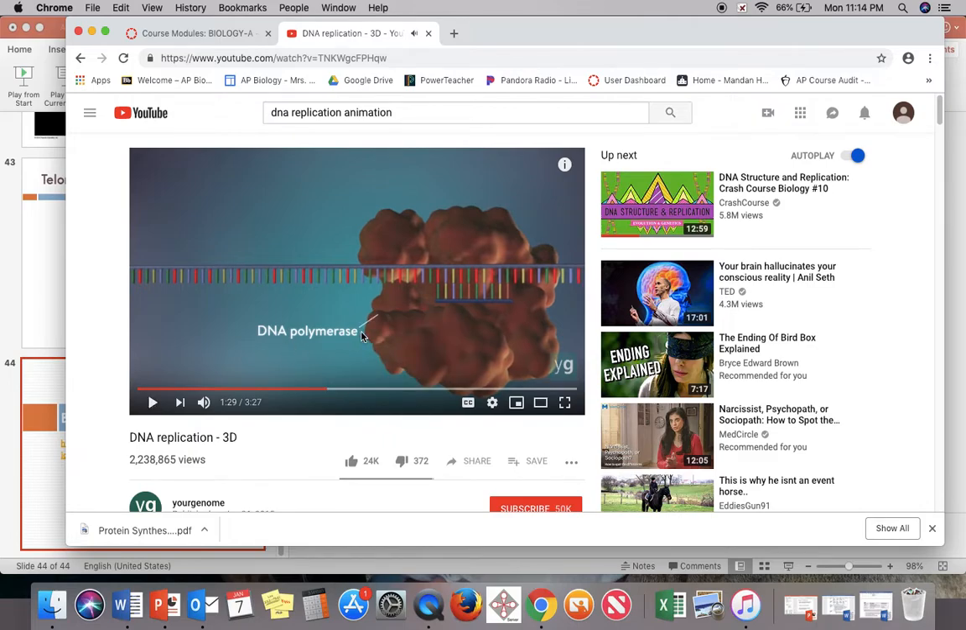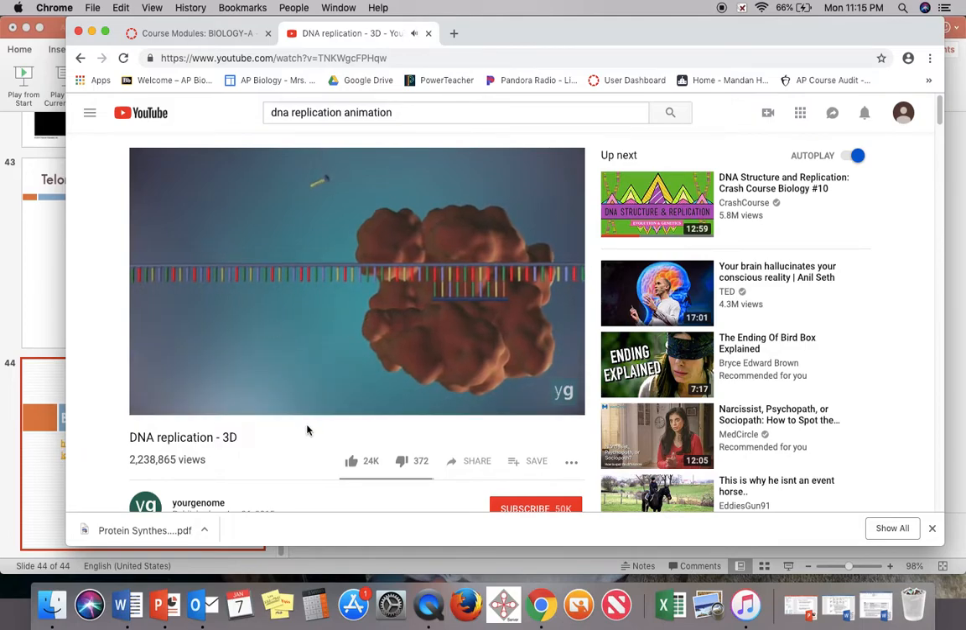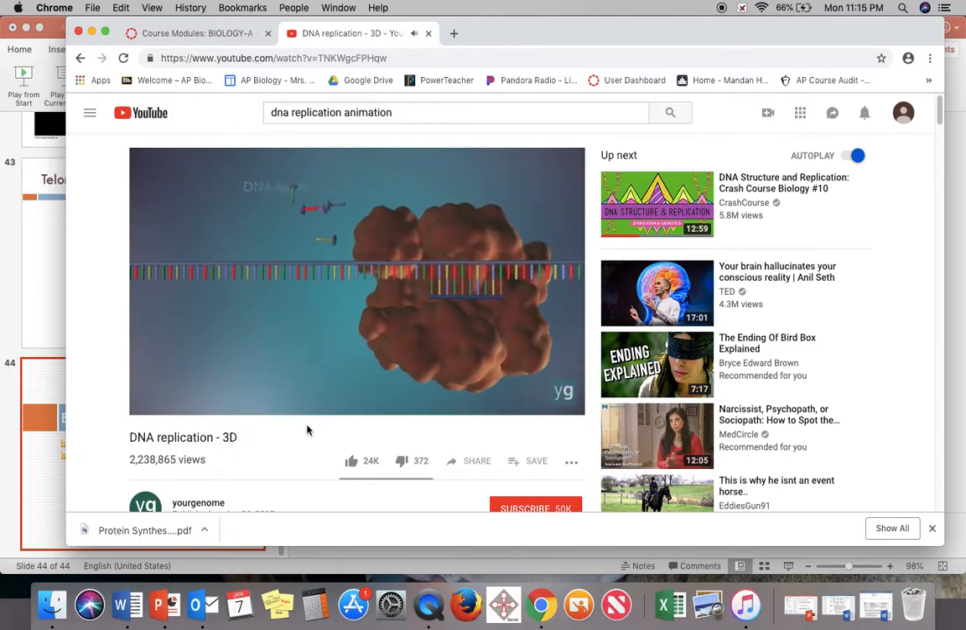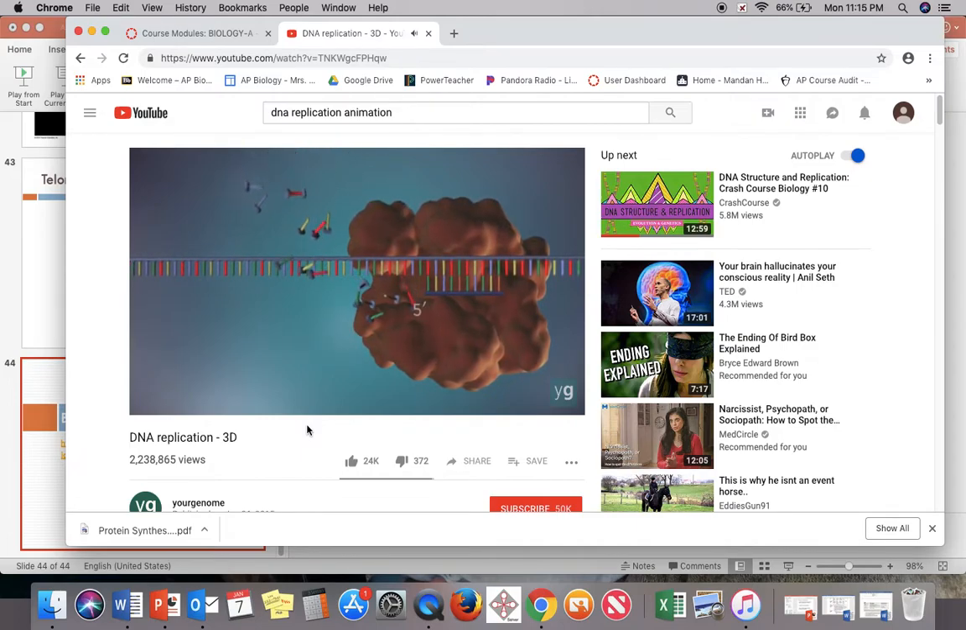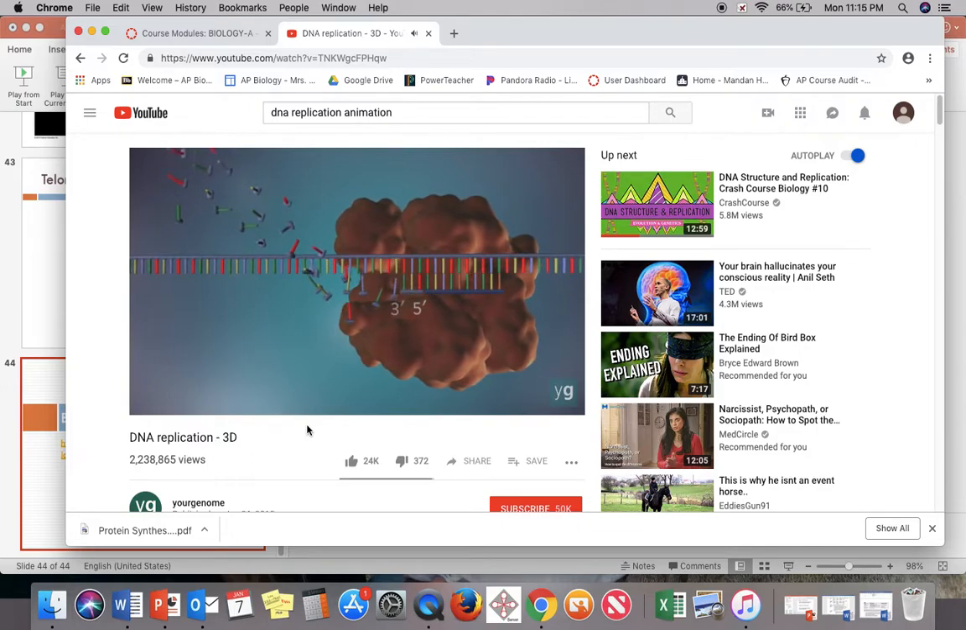Okay, DNA polymerase, yes, but it's DNA polymerase 3. Okay, we have 2 different types of DNA polymerases, so make sure you understand this is DNA polymerase 3. Make the new strand of DNA. DNA polymerase can only add DNA bases in one direction, from the 5' end to the 3' end.